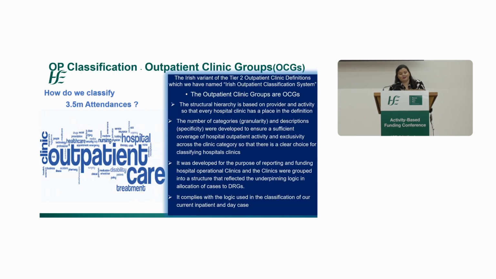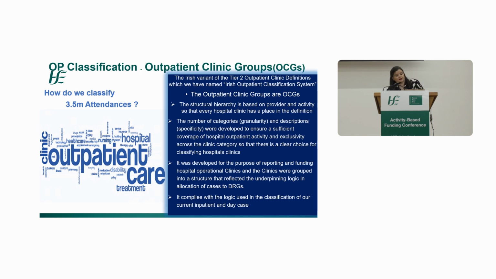So if you have to classify 3.5 million attendances, you do not want to code that the way we code HIPE records. The HIPE coders would not be able to do that. It would not be fair to ask them to do that. So we've taken on the Tier 2 outpatient clinic definition from Australia. We're calling it the outpatient classification system. We've Irishized it. So basically the homogeneous groups that we're going to map the clinics to are called outpatient clinic groups, or OCGs, similar to our DRGs.